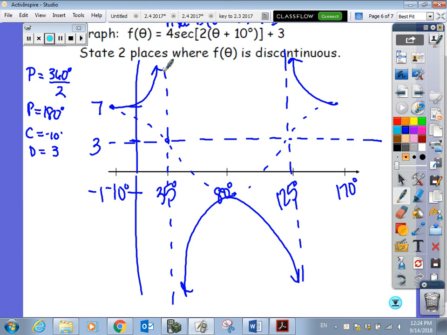That's all that changed. And then 2 places where f of theta is discontinuous, we could pick the 2 on here. I would suggest that. 35 degrees, 125 degrees. Let's say you messed up. You said this was 25 degrees right here. And then I asked you for the places where it's discontinuous. And you said 25, but really the answer is 35. If you had an asymptote and you named it 25, you get those points off for the x-axis, but then I would grade your discontinuity off your wrong work.